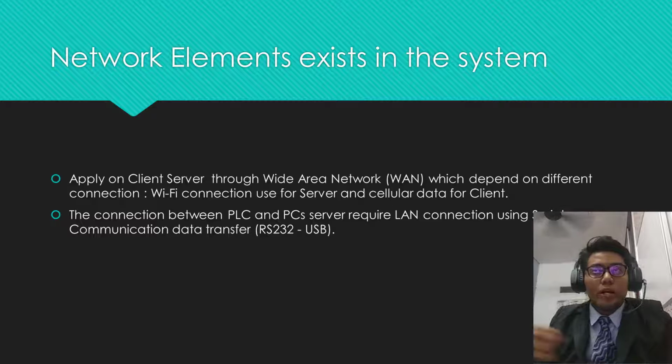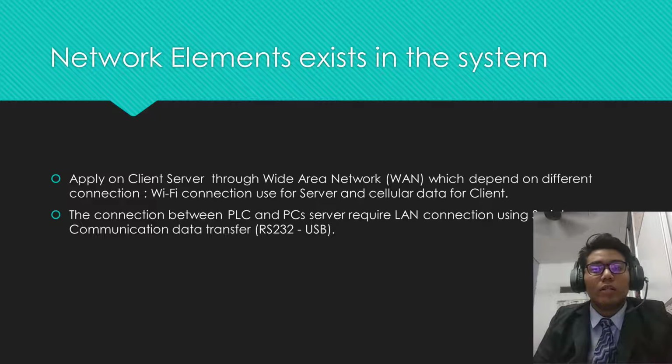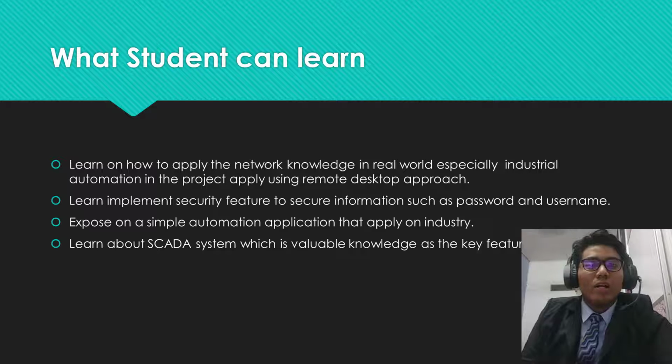Next, what are the network elements that exist in this system? It will apply on the client-server connection through the wide area network, which depends on different connections: the Wi-Fi connection used for the server and the cellular data for the client. The connection between the PLC and the PC server requires a line connection using serial communication data transfer, called RS-232, through the medium of the universal serial bus.